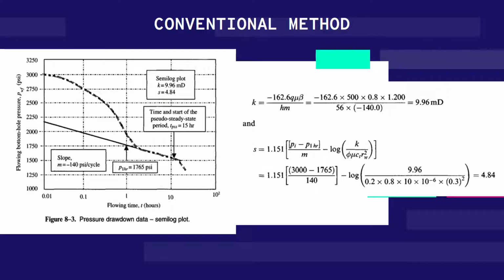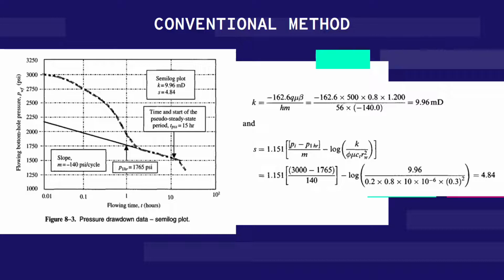From the semi-log plot, k is equal to 9.96 millidarcy. The skin factor is equal to 4.84. The time at the start of the pseudo steady state period, tpss, is 15 hours.